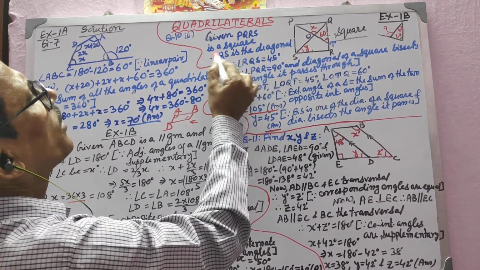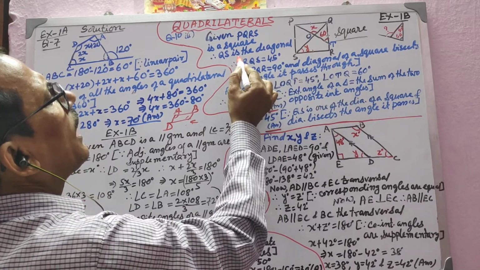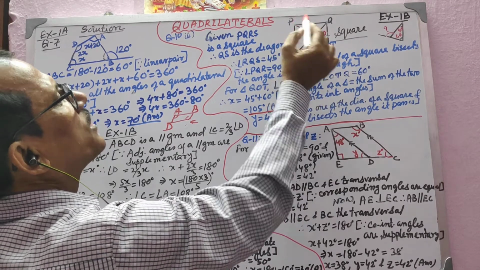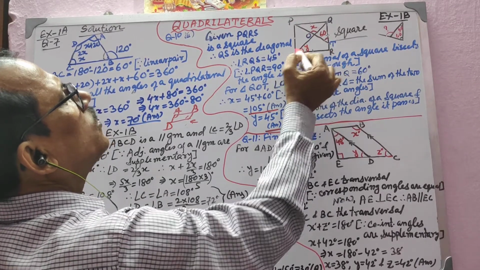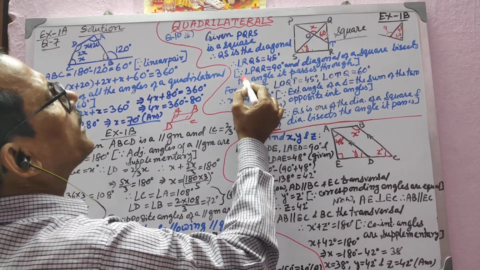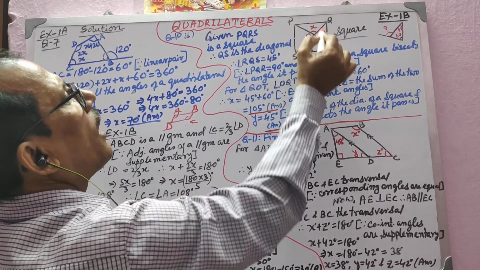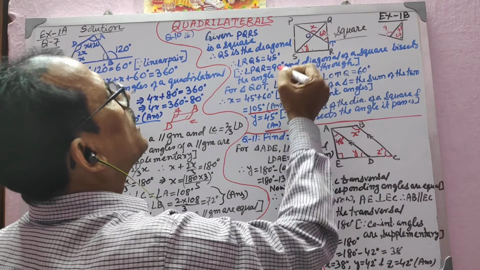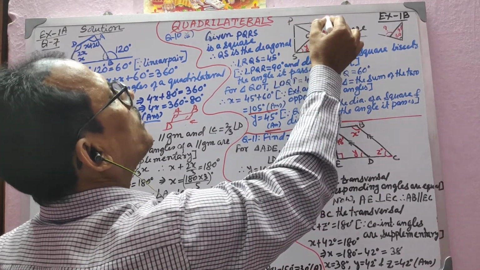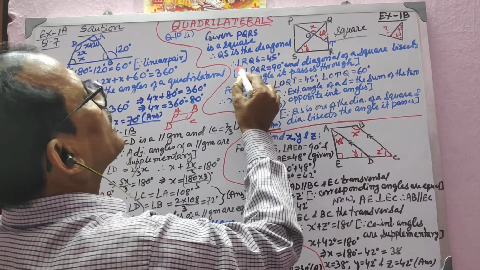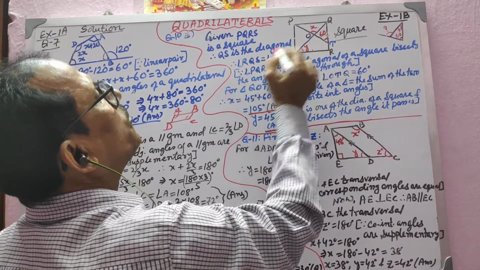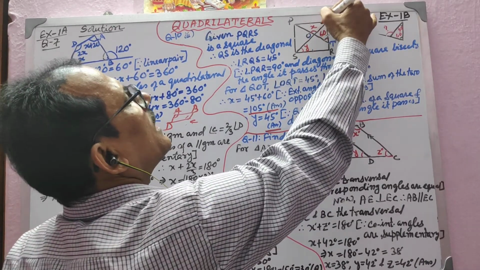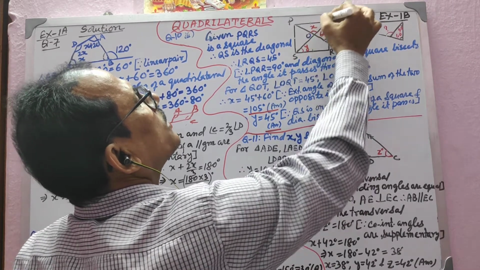See, given PQR is the square, QS is the diagonal, angle RQS is equal to 45 degrees, because you know angle PQR is equal to 90 degrees, and therefore the diagonal of a square bisects the angle it passes through. So angle PQR is equal to 90 degrees, and then RQS will be 45. Now I find out the value of x. Here this angle is 45 degrees, isn't it? Because QS is the diagonal.